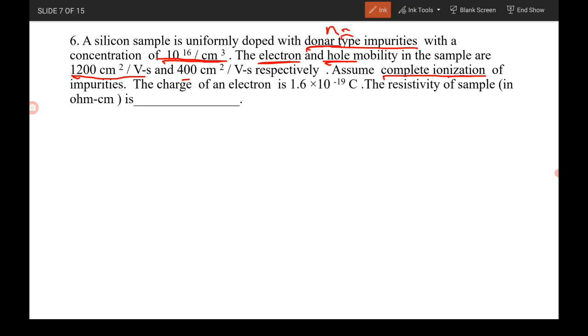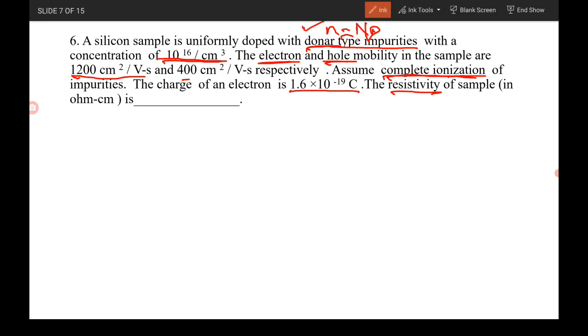If there is complete ionization, your donor impurities will be equal to your electron concentration. So here ND will be equal to n in case of complete ionization. The charge of the electron is given, and we have to find the resistivity of the sample in ohm cm. So it is quite simple.